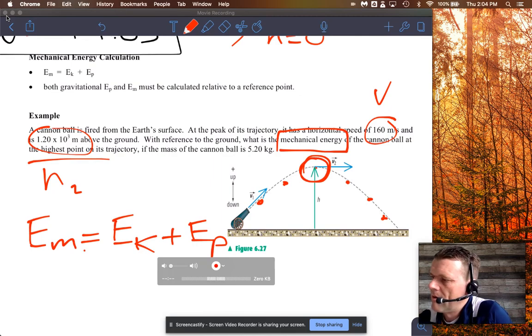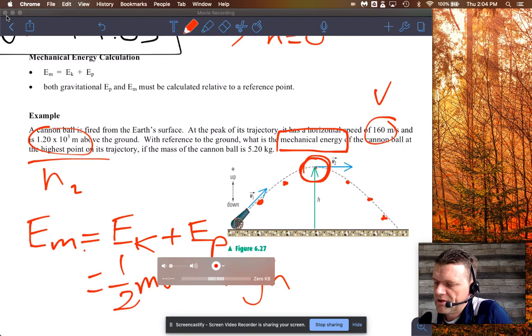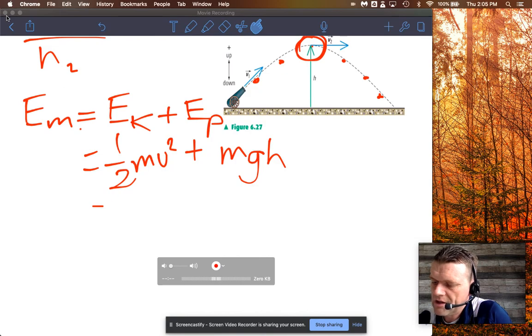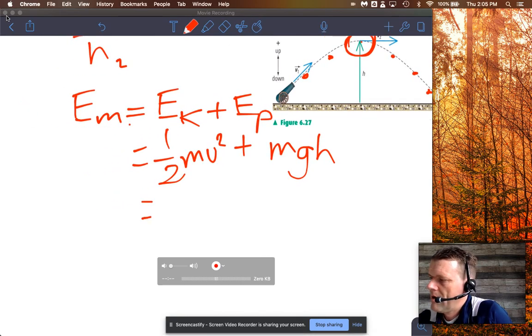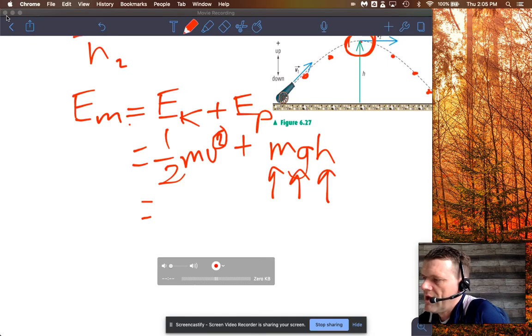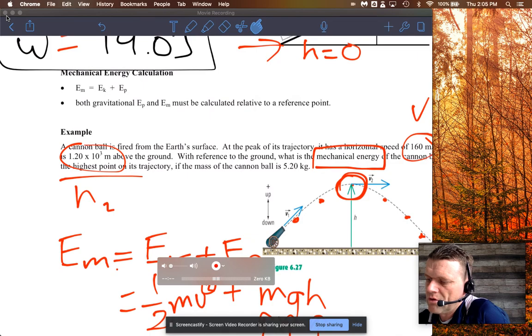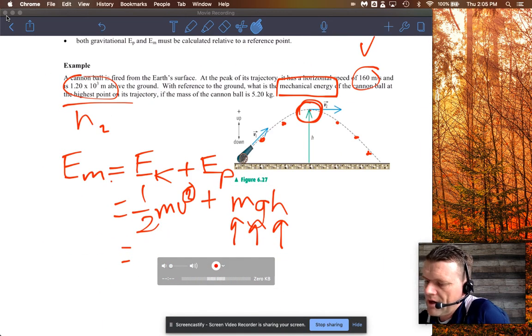Okay, so yes, we'd have to go 1/2 mv squared plus mgh, and substituting in all those numbers. I did it all at once here. 1/2 times the mass, 5.2 kilograms, times 160 squared. Okay, don't forget to square that, remember. And 5.2 would be this times 9.81 times the height, which is a big number, 1.2 times 10 to the third meters, no big deal. And when I get done, I get a big number.